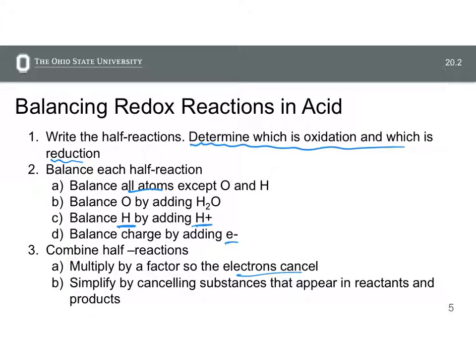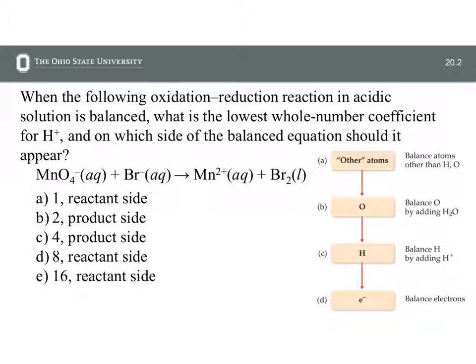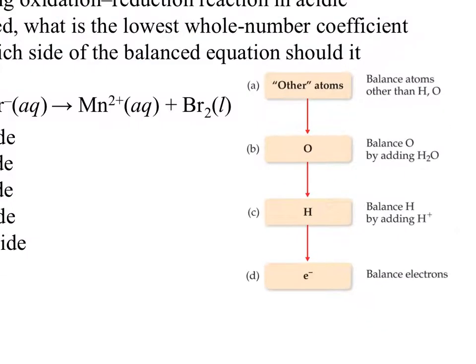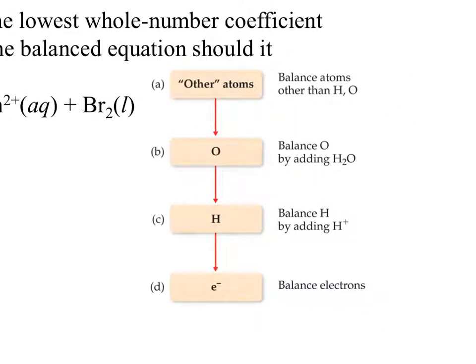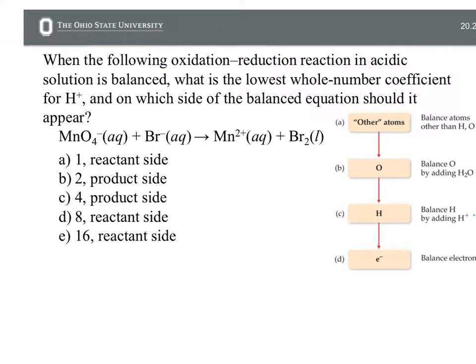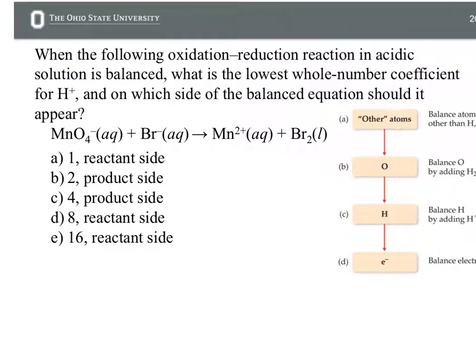We also will simplify by canceling any substances that appear in both the reactants and the products for the different reactions. So let's do an example. This figure also comes from your book, just sort of a visual way of doing the balancing. Start with other atoms, balance oxygen, balance hydrogen, balance electrons.